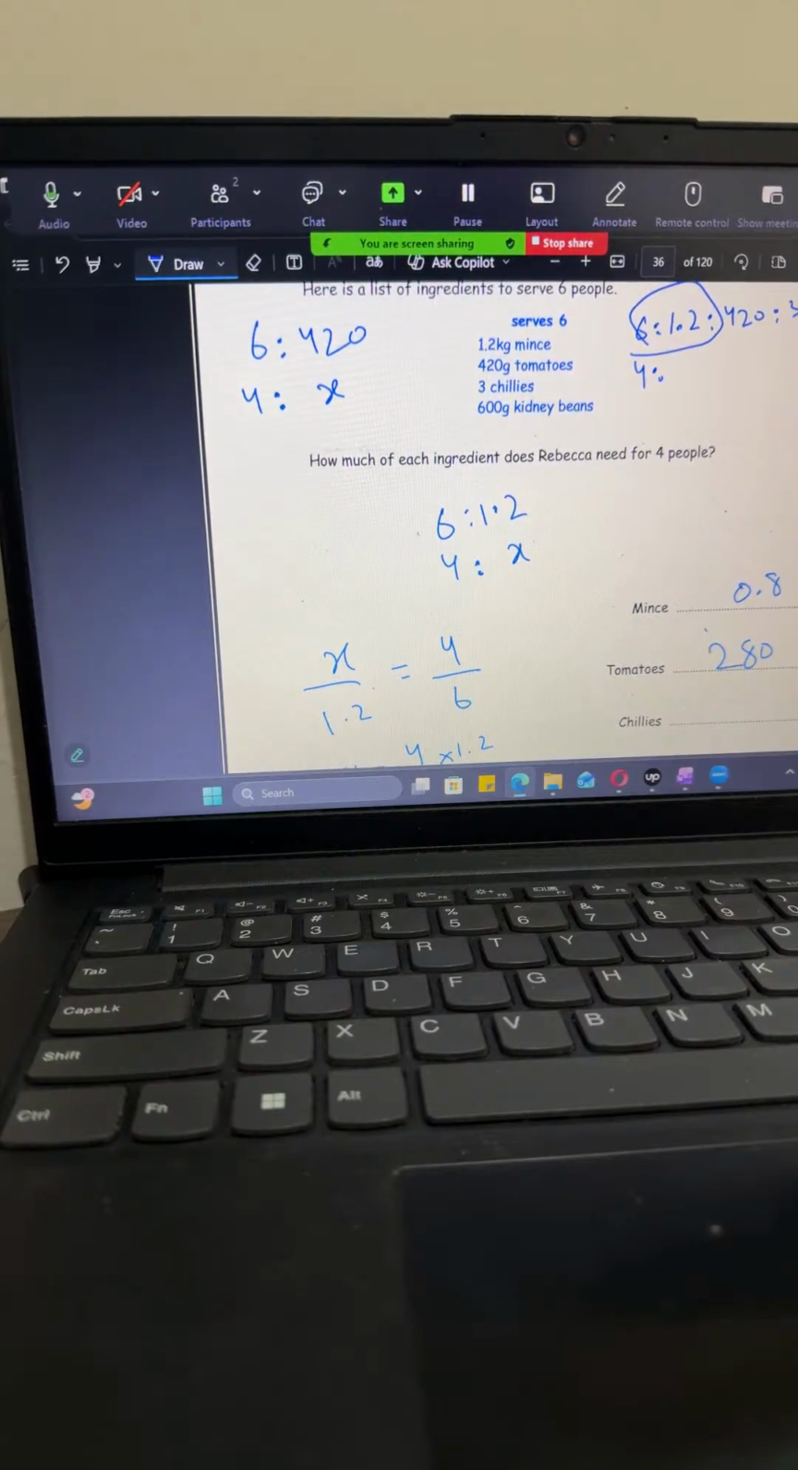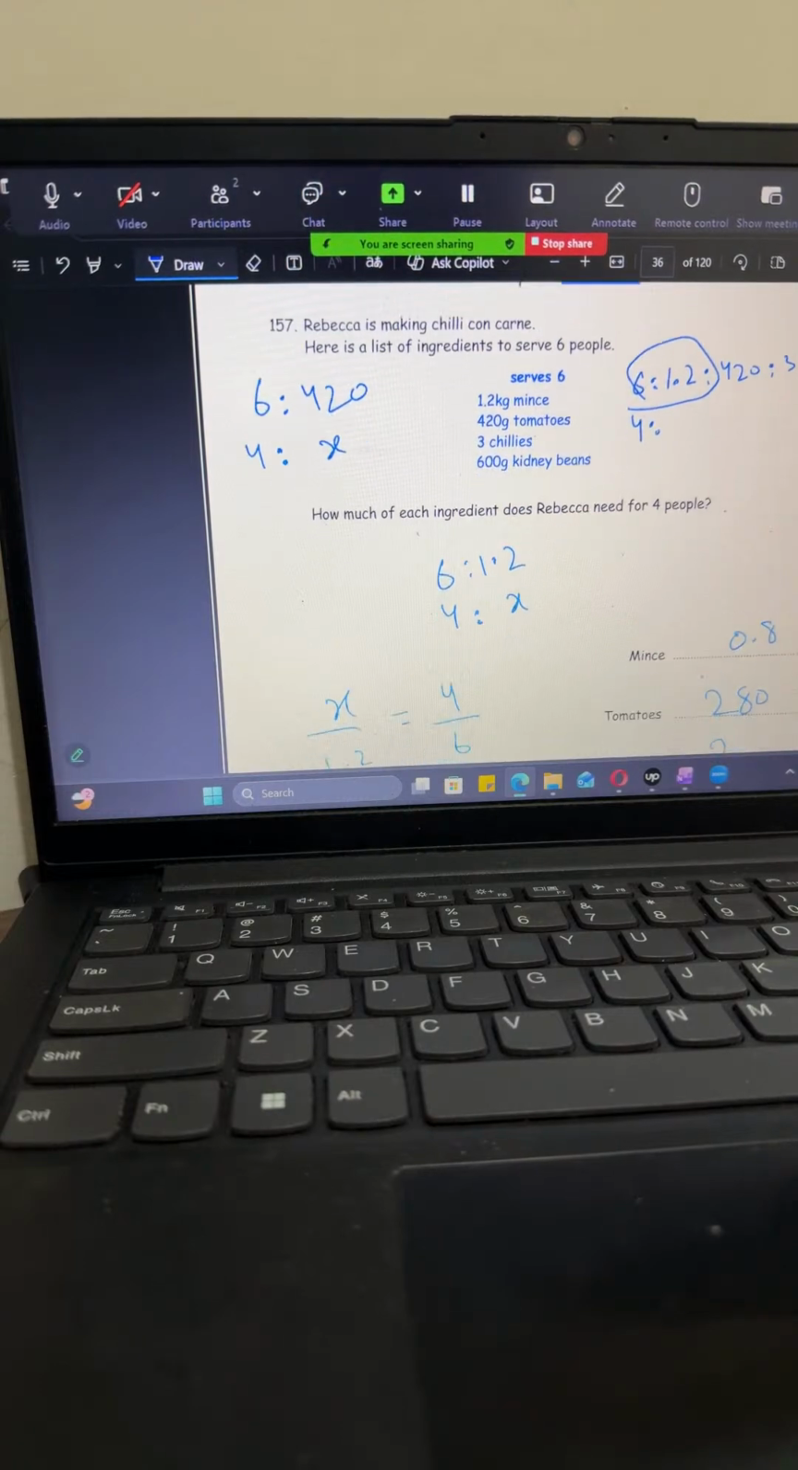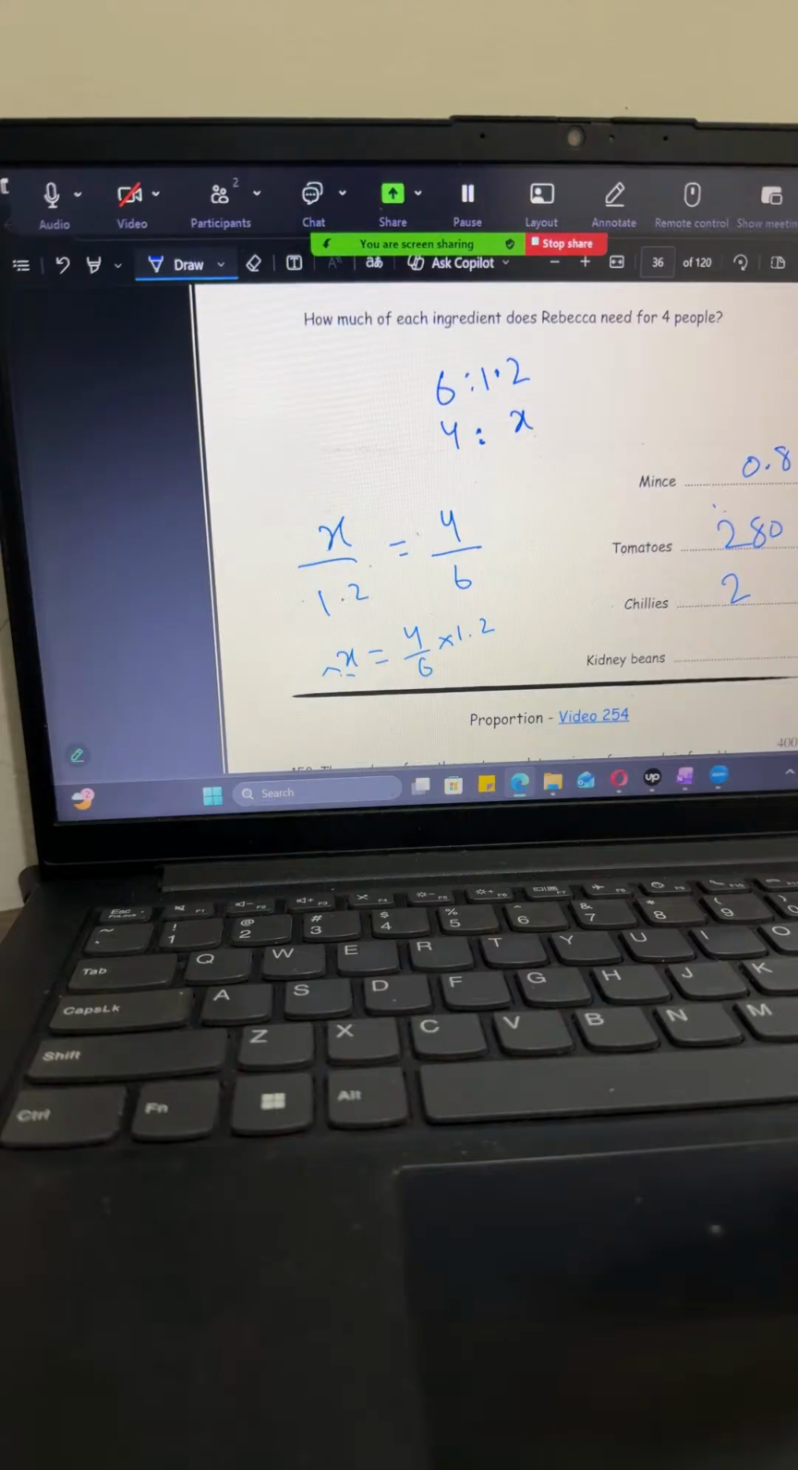Can you do it for chilies as well? Okay. It's 2, because we have 4 over 6 multiplied by 3. Last one, please. Kidney beans. 400. And that's it. Isn't that easy? Yeah, that's easy.